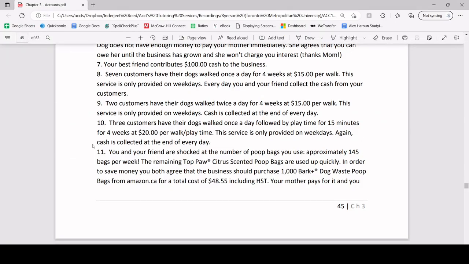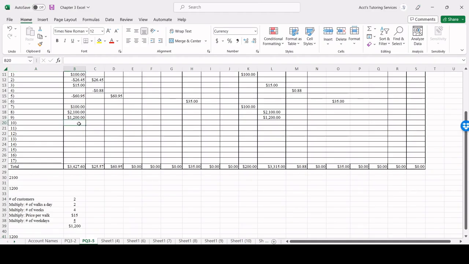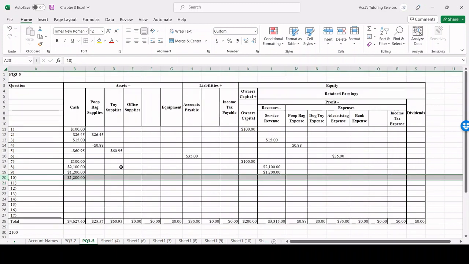And they say that cash is collected at the end of every day. So once again, 1200, our cash is going to increase by, and by the same token, service revenues is also going to increase by 1200 because once again, we earned that revenue.